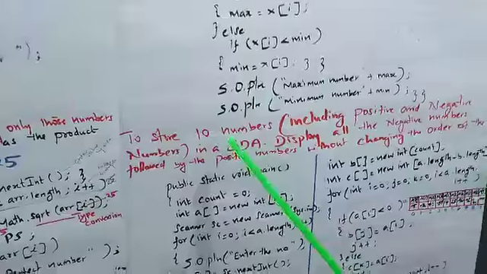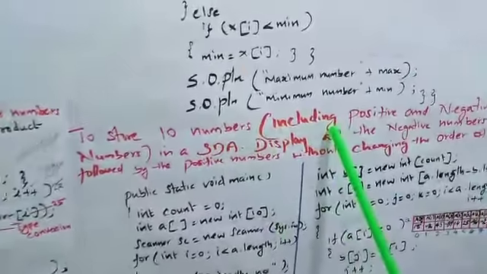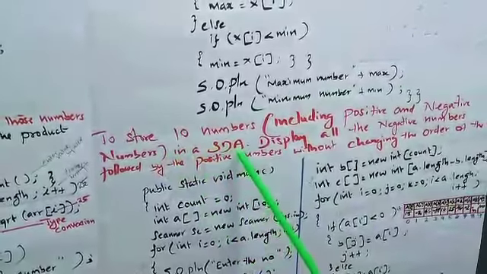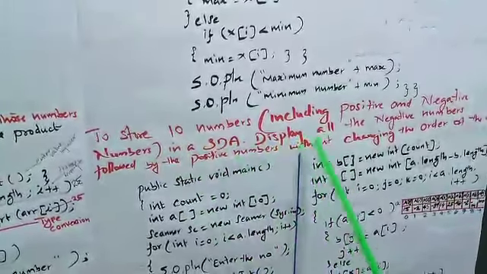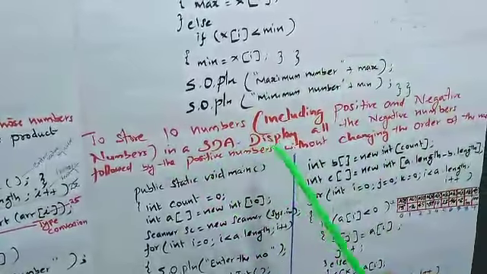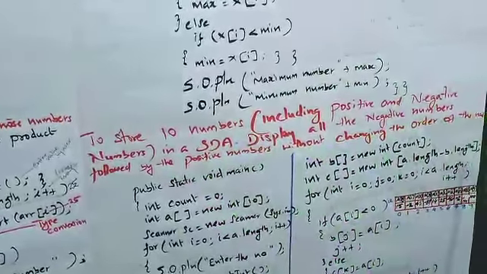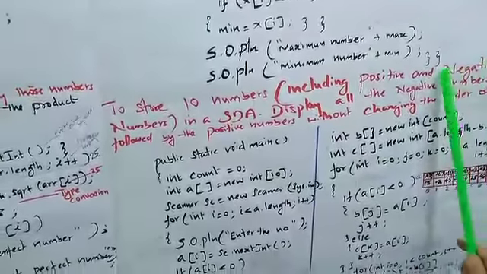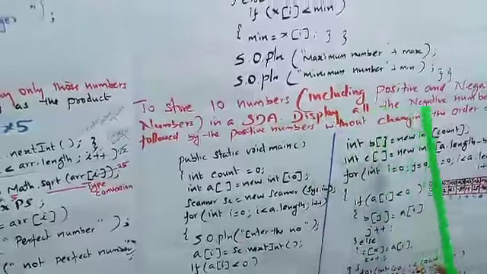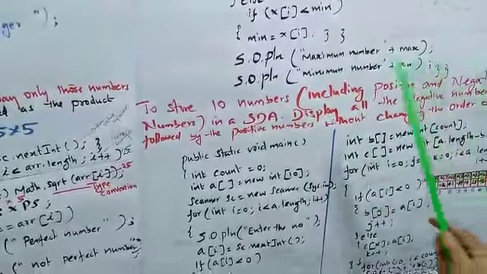Now our fourth program is: write a program to enter 10 numbers, including positive and negative numbers, in a single dimensional array, and display all the negative numbers followed by the positive numbers without changing the order of the numbers. That means you have to include the positive and negative numbers and you will not change their order. So how will we do this program?